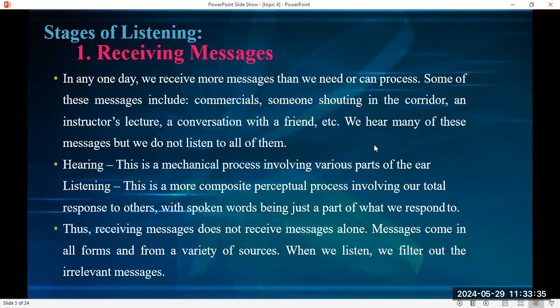So we start with stage number 1. I've said that listening follows 4 main stages. Stage number 1 is what we call receiving messages. In any one day, we receive more messages than we need or can process.